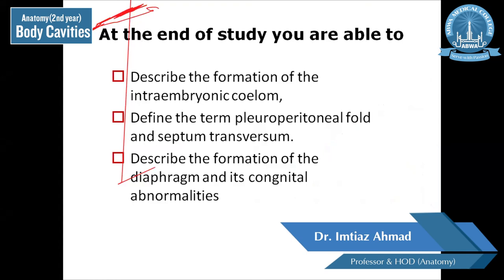So we have reached the end of the study, and by now, if you study this lecture, open the book, concentrate, you can answer these questions. You can describe the formation of the intra-embryonic cavity by the splitting of the lateral edges of the intra-embryonic mesoderm, known as the lateral mesoderm, into a U-shaped cavity known as the intra-embryonic cavity. The next question, define the pleuroperitoneal folds and the septum transversum. You can describe the formation of the diaphragm and name its congenital abnormalities.